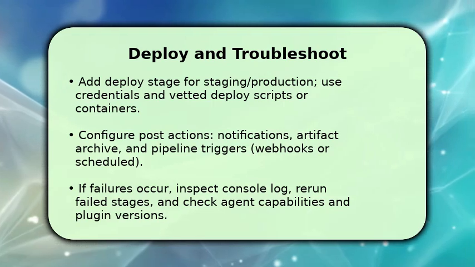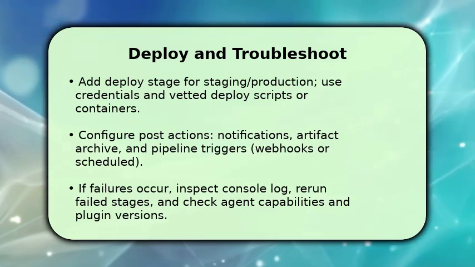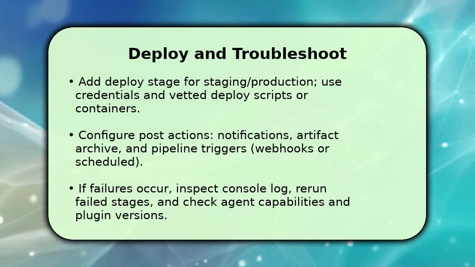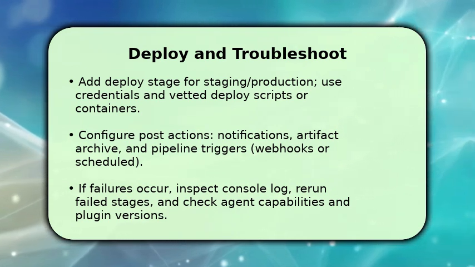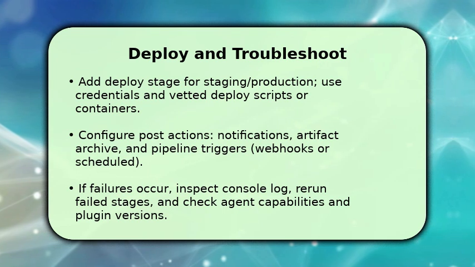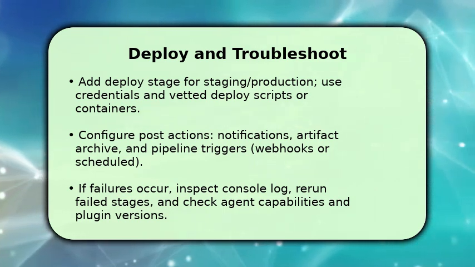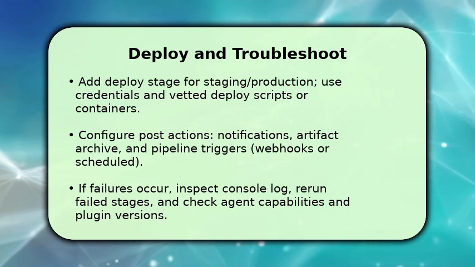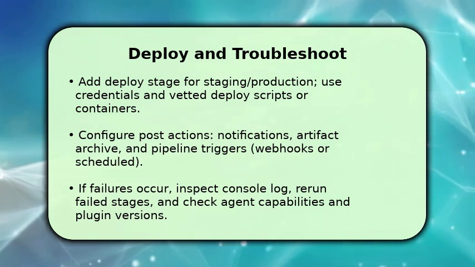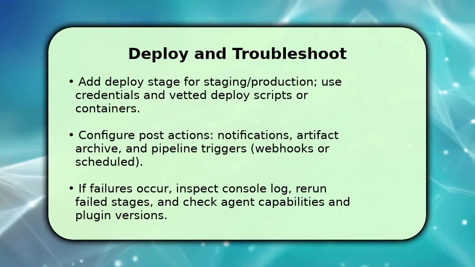You finish by adding deployment and observability. Add a deploy stage that runs only on tagged commits or a manual approval. Use the same credentials store and harden deploy scripts or containers. Configure post-build actions, archive artifacts, send Slack or email notifications, and set webhooks so pushes trigger builds automatically.